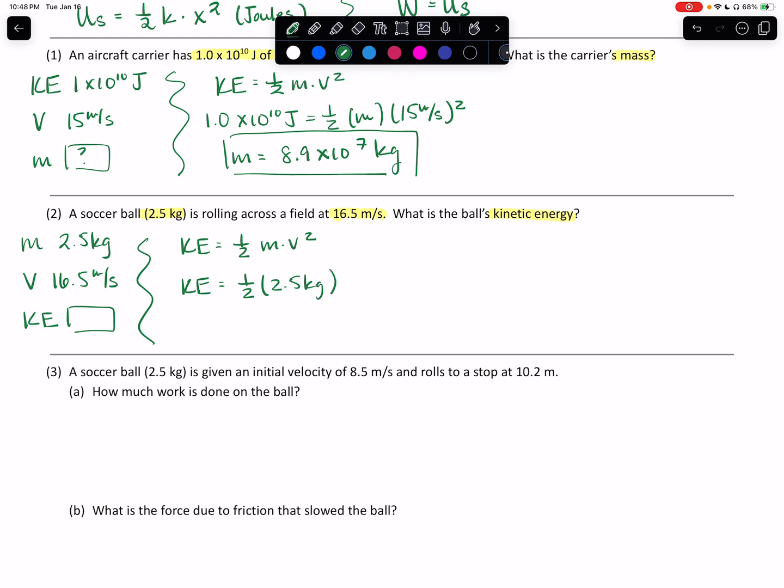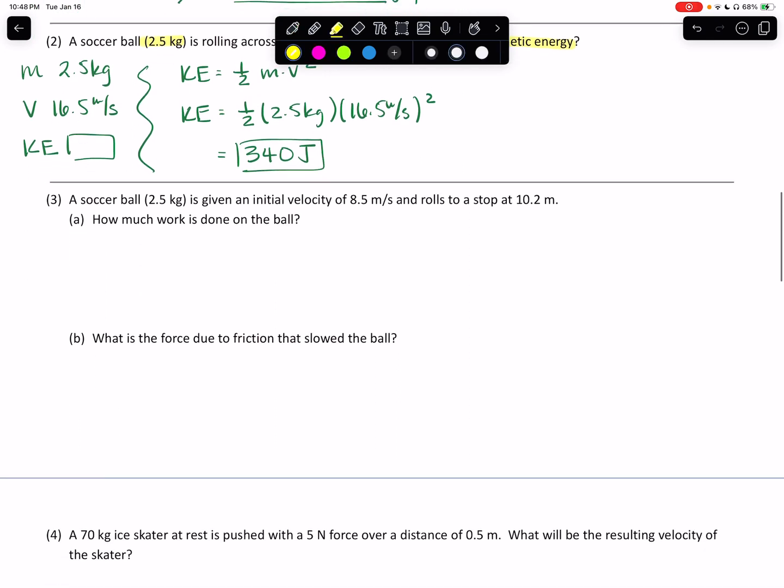This time we don't need to do any algebra rearrangement. Everything's on the same side. So 16.5 meters per second squared. So we square 16.5, multiply it by 2.5 and then by half, and we find the kinetic energy of the ball is 340 joules. So those are pretty straightforward using our kinetic energy formula.